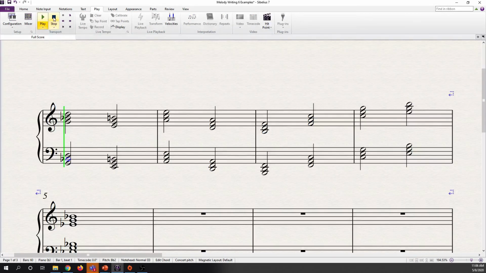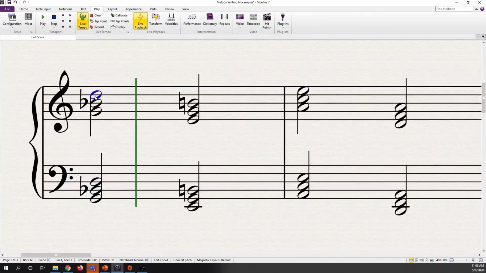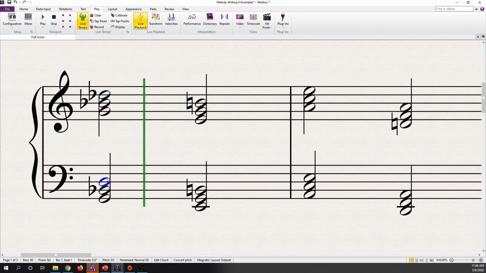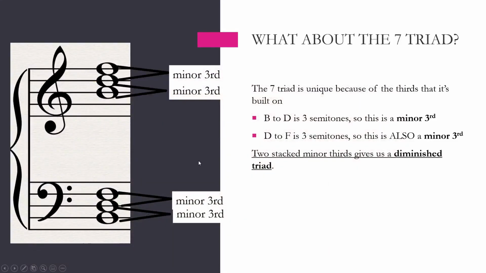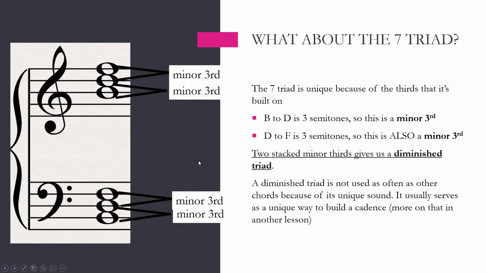Minor triad. Okay, but if I flatten this one as well, so now I've got two minor thirds stacked on top of each other, we get this sound. That sort of crunchiness. That is a diminished sounding chord. Diminished chords have a sort of unique function, and we don't use them as often. They are really important in chord progressions, but you won't usually pick a diminished triad unless you have a very specific use for it.